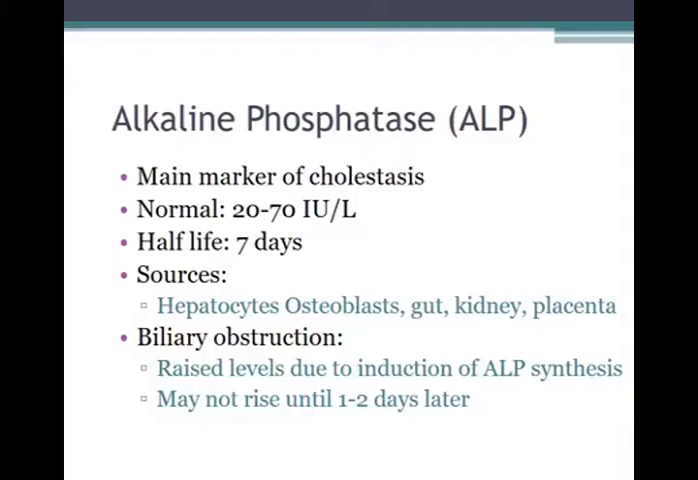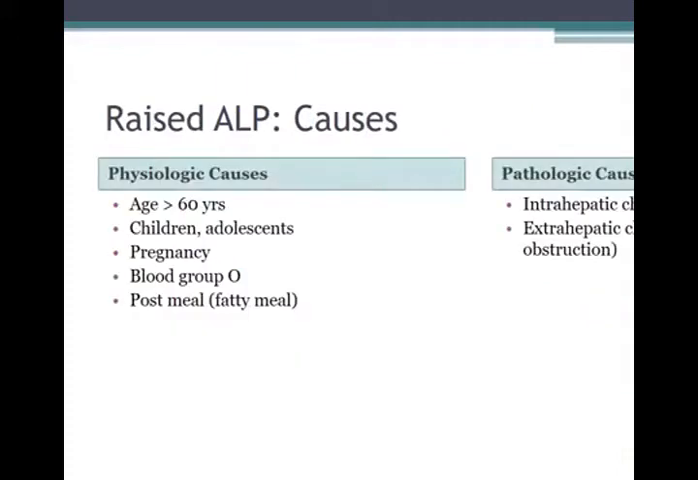In biliary obstruction, raised levels due to the induction of the enzyme may not rise until 1 to 2 days later. Whenever there is obstruction, an increased level of alkaline phosphatase is seen. It is also seen in elderly people, in children, in pregnancy because of the placenta, and sometimes after a fatty meal. We are more concerned with the pathological causes, that is the intrahepatic cholestasis and extrahepatic cholestasis.